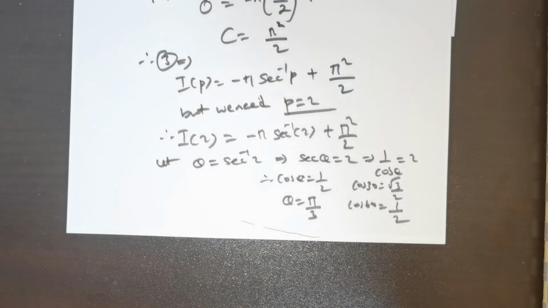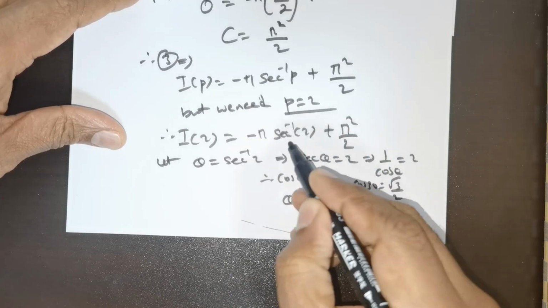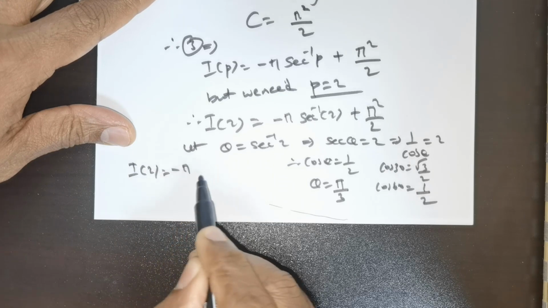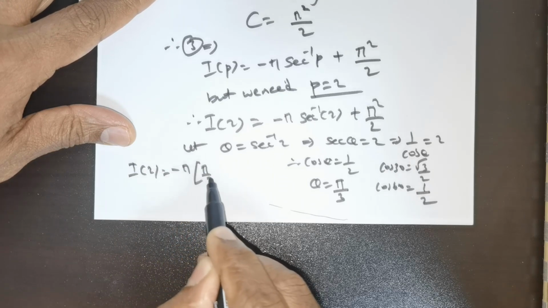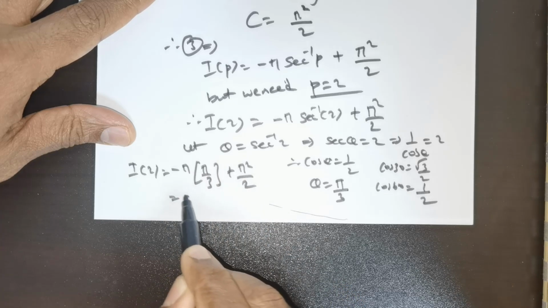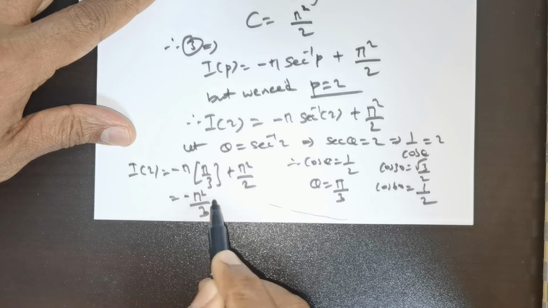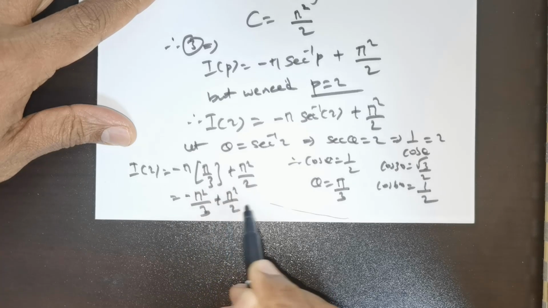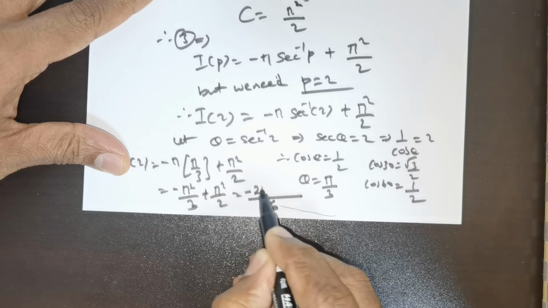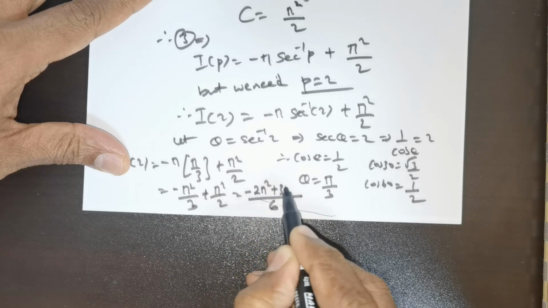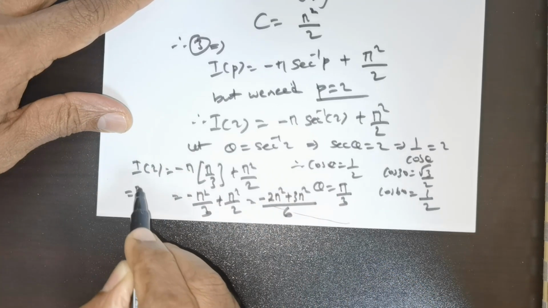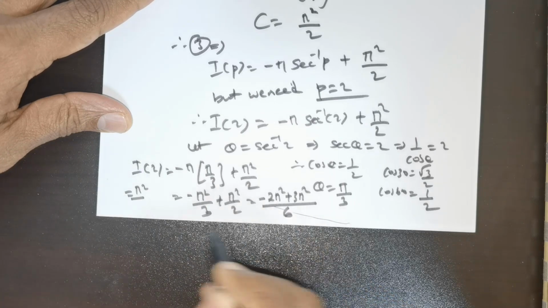Now take this value and substitute it here. So I of 2 is equal to negative pi times pi over 3 plus pi squared over 2. This is going to be negative pi squared over 3 plus pi squared over 2. You take the LCM as 6. This is going to be negative 2 pi squared plus 3 pi squared. That is going to give you pi squared over 6.